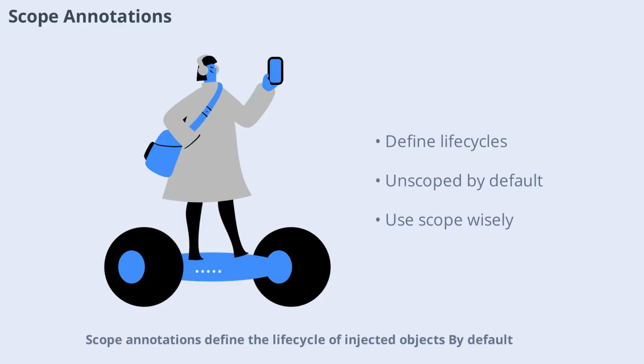Scope annotations define the lifecycle of injected objects. By default, all bindings in Hilt are unscoped, meaning a new instance is created each time a binding is injected. To maintain the same instance throughout your application or activity, add scope annotations. Different components have different scopes, and scoping can be costly, so use it judiciously to avoid memory issues.